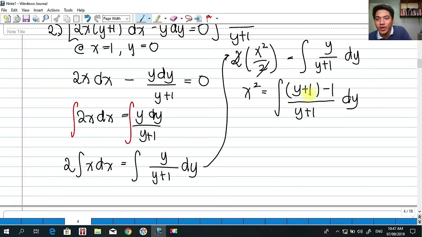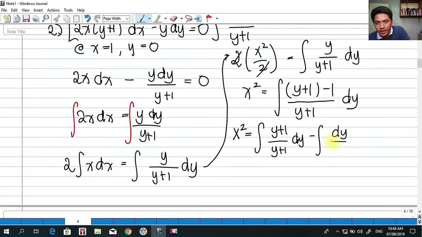Okay, because y plus 1 minus 1 is still equal to y. And I'm going to apply the rules or properties of integral. I could separate them and evaluate their integral, such that I have this. So we have already separated this and this. We can only separate numerators, not denominators, right? So this would be cancelled.